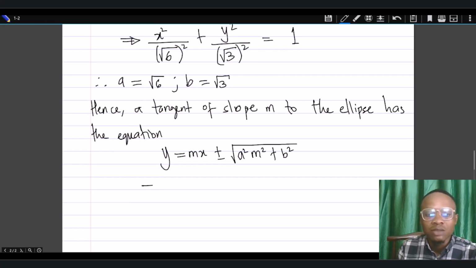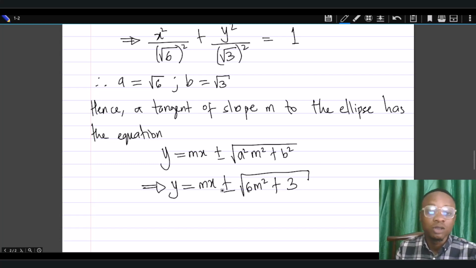So that is going to give us y equals mx, still there, m, we don't know what that slope is, that's what we're trying to find out now. And then this is going to be the square root of a squared m squared plus b squared. A squared is 6 and b squared is 3, so this is the square root of 6m squared plus 3. So this is the equation of the tangent to the ellipse.